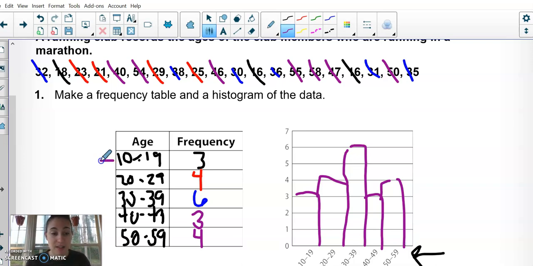19 minus 10, that's a difference of 9. 29 minus 20, difference of 9. 39 minus 30, difference of 9. So on and so on. All the intervals are nice, neat, and identical. So that's something to remember if you're ever asked to decide on the intervals yourself.